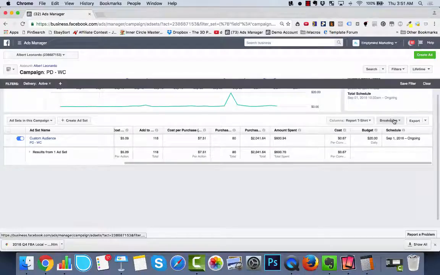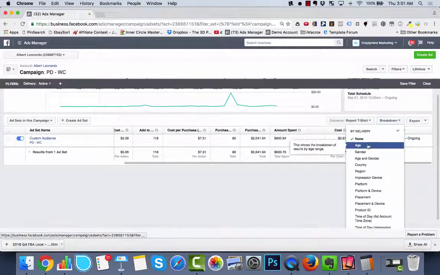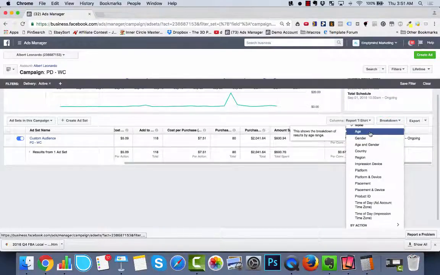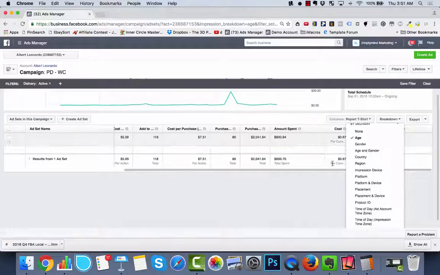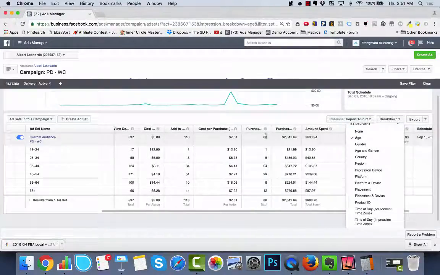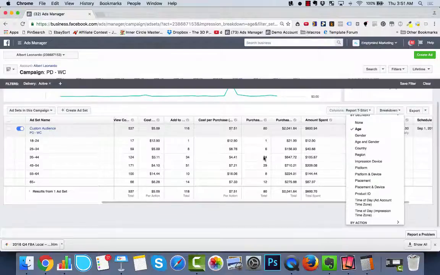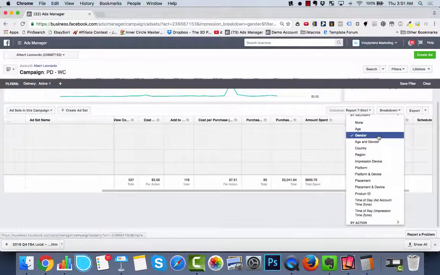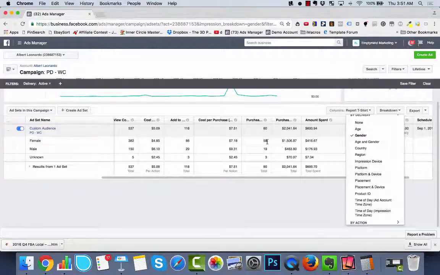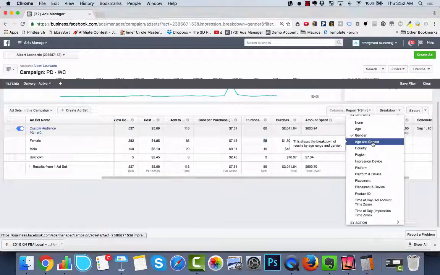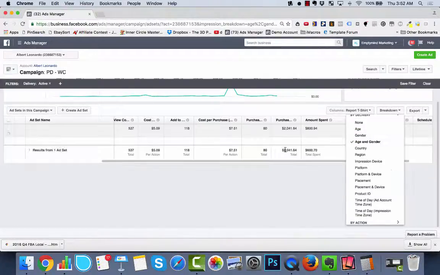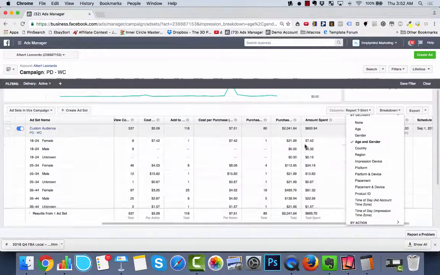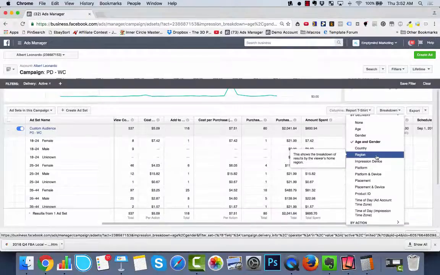And I want to show you that we can break down here, right? We can break down by age. So we can see from these 80 purchases, where are they coming from? And we can do gender. So female actually sells more than male. Or you can do age and gender both at the same time. Then let's see region.